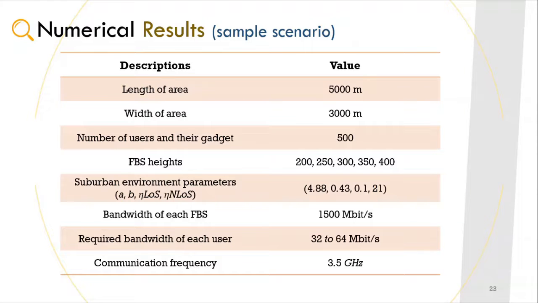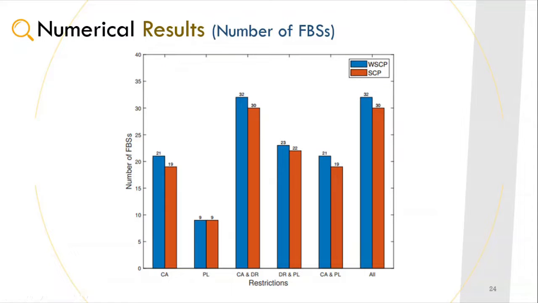To evaluate our model, we consider a sample scenario in which the details of different variables are shown in the slide. This figure illustrates the number of required FPSs to serve all users under different constraints. As you can see, the path loss constraint has the lowest effect on the problem. But on the other hand, we have coverage area and data rate constraints, which have the major impact on the problem, so much that together they can mask the effect of the path loss.